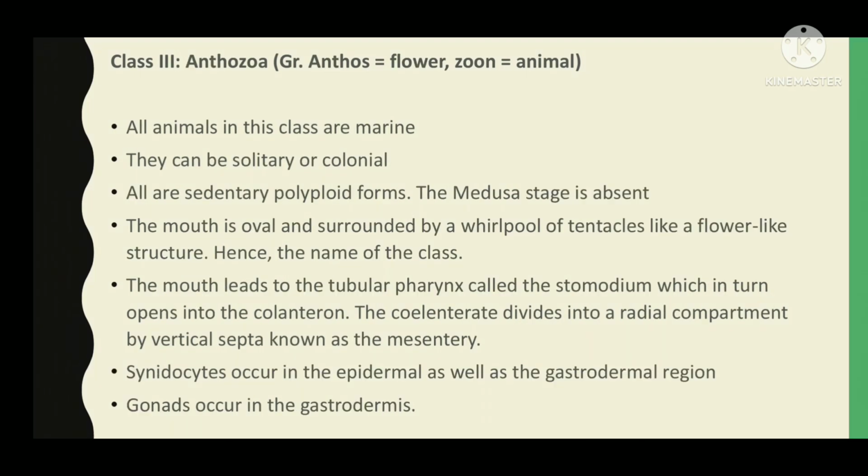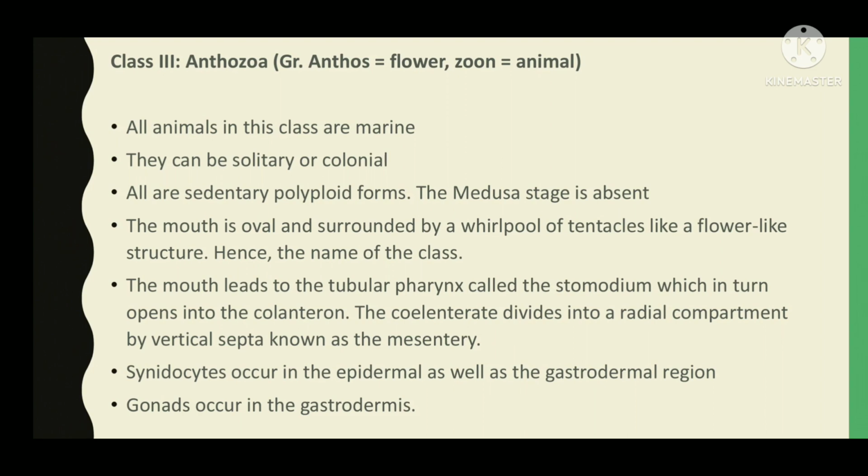Then the last class, class 3, Anthozoa. Anthos means flower and zoon means animal. All the animals of this class are marine. They may be solitary or may be colonial. All are sedentary polypoid forms. The medusa stage is absent. Mouth is oval and is surrounded by a wall of tentacles resembling a flower-like structure, hence the name of the class.